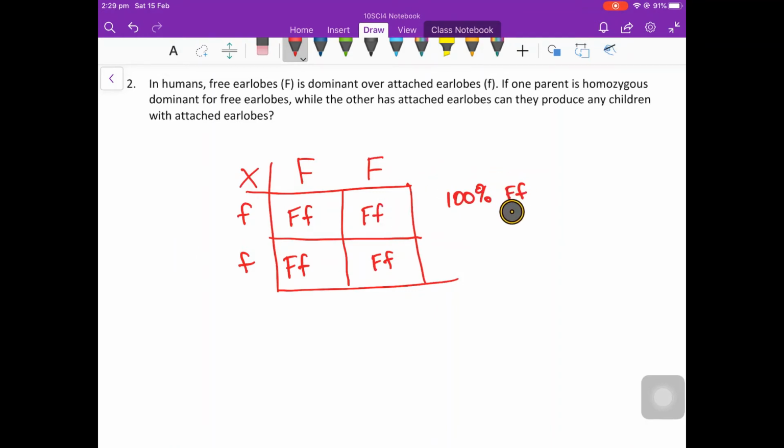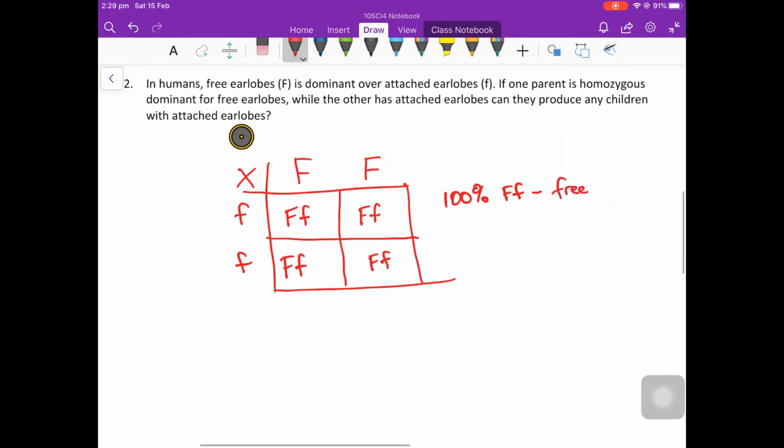And what is this genotype? It's heterozygous, and heterozygous will end up giving us free earlobes. The phenotype would be free earlobes. Why free earlobes? Because you've got the dominant allele present and the recessive allele present, and this dominant allele will be dominant over the recessive allele, and the dominant allele is for free earlobes, as it says in the question. So there'll be a 100% chance of all the offspring having free earlobes. There is a 0% chance of any offspring having attached earlobes.